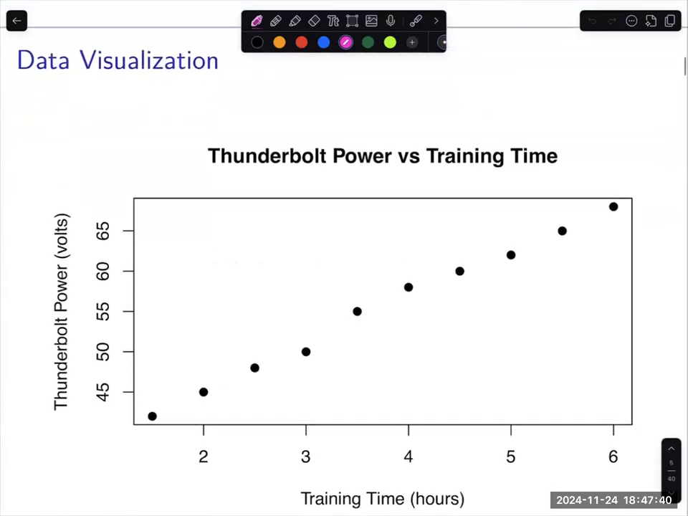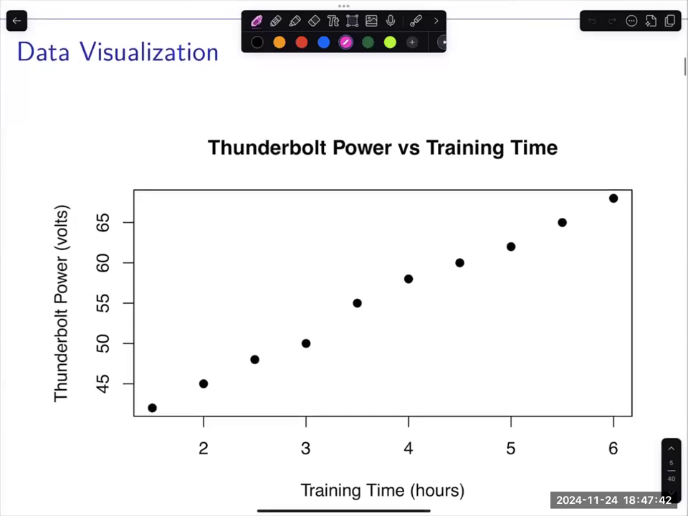And if we put it in a plot, putting Thunderbolt power as the Y or vertical axis, and training time as the X or horizontal axis, we are going to receive such a scatter plot. As you can see here, as the training time increases, the Thunderbolt power increases correspondingly. And we suspect that we can find a model that can explain the relationship between the two variables.